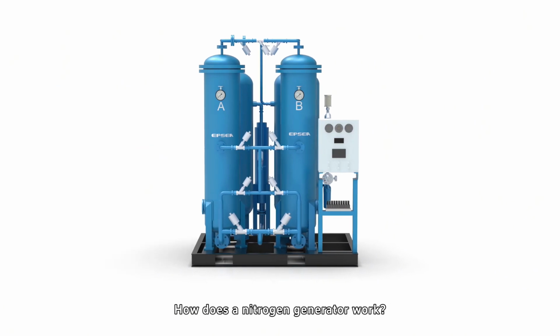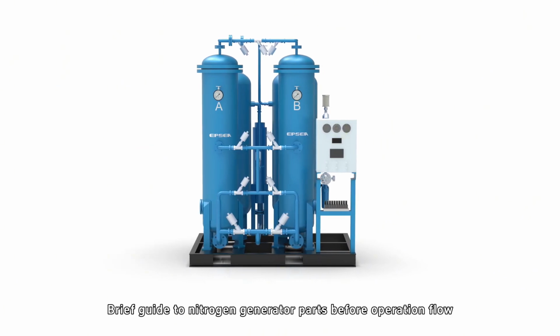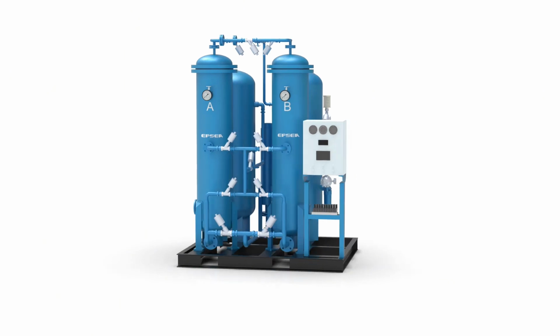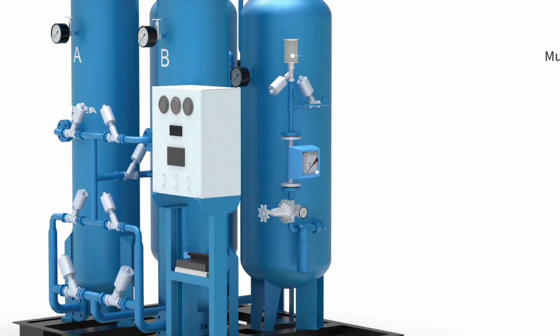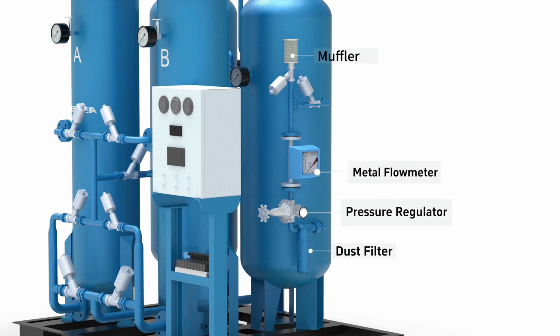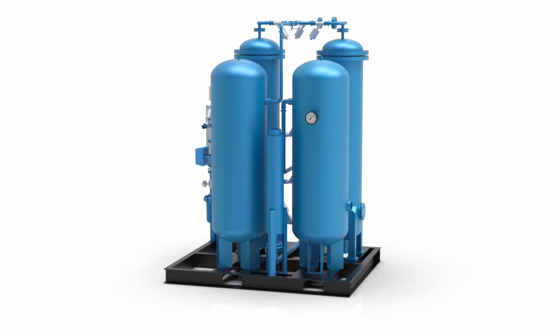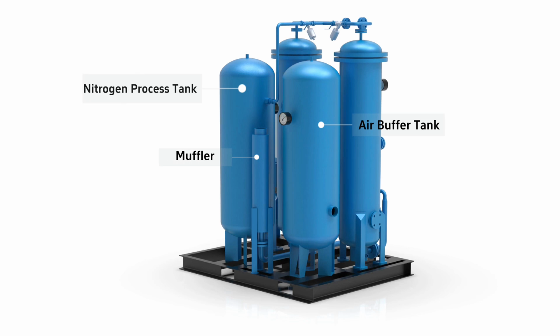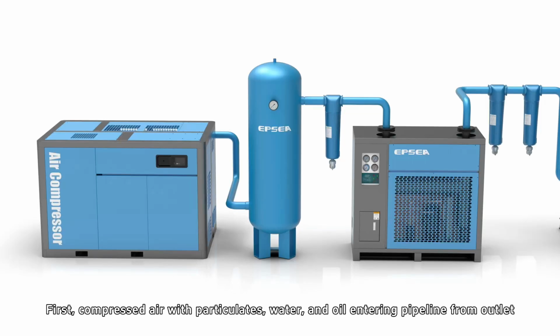How does a nitrogen generator work? Here is a brief guide to nitrogen generator parts before the operation flow. First, compressed air with particulates, water, and oil enters pipelines from outlets.